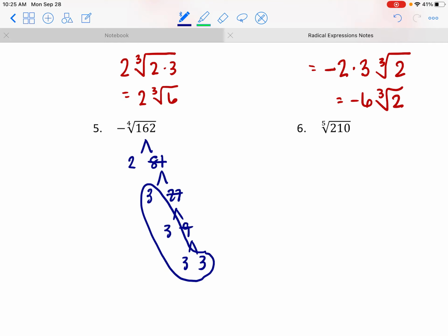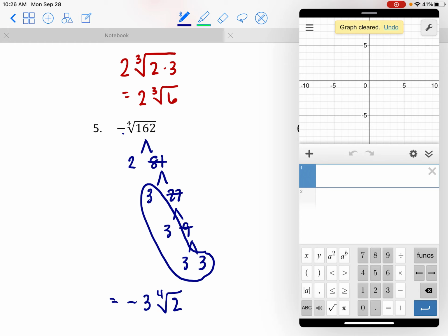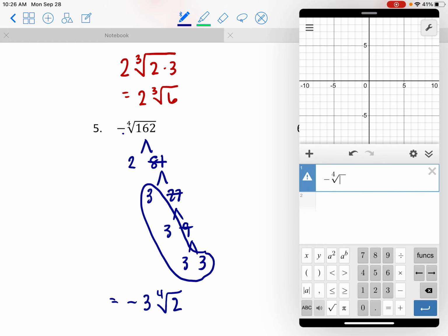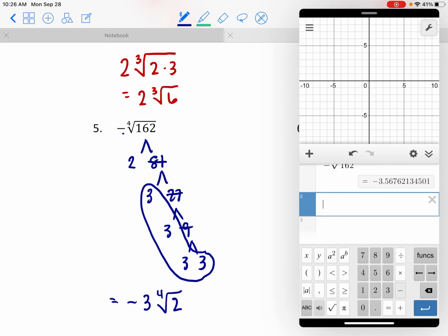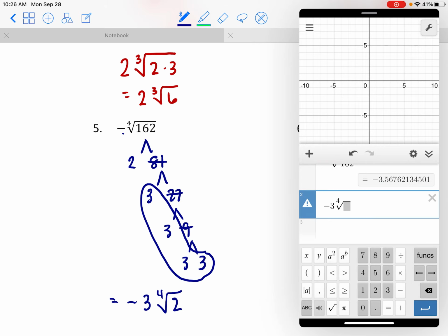And maybe that sounded familiar, right? Because we actually had a 4th root of 81 on the front. So we're going to have a negative. We've got a 3 coming out. And left over in the 4th root is a 2. That's my final simplified answer. And just so we can confirm, we started with a negative 4th root of 162, and now I want to confirm that negative 3 times my 4th root of 2 is the same decimal, and it is.